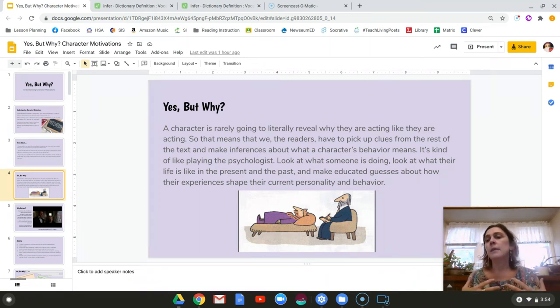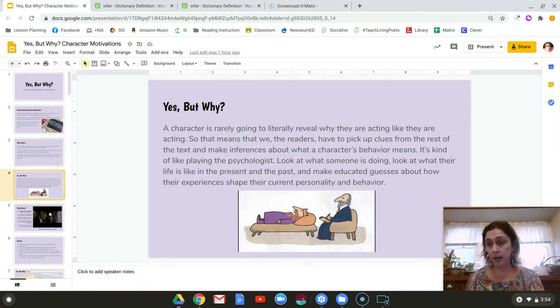So my analogy is it's like being a psychologist or a therapist. You look at what somebody's doing. You look at what their experiences were in the past, what their experiences and circumstances are now, and you make educated guesses about why they're behaving like they are or why their personality is the way it is.